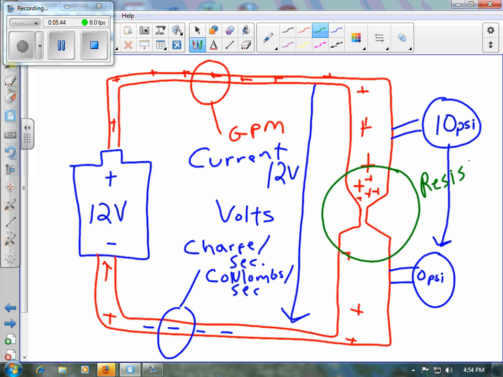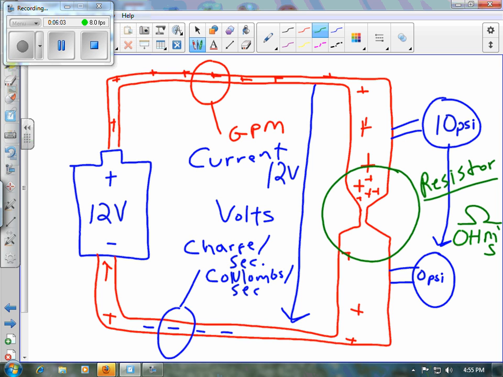It's a resistor, and resistance is measured in ohms. All right, with the symbol omega. When you say ohms. Ohms. All right.